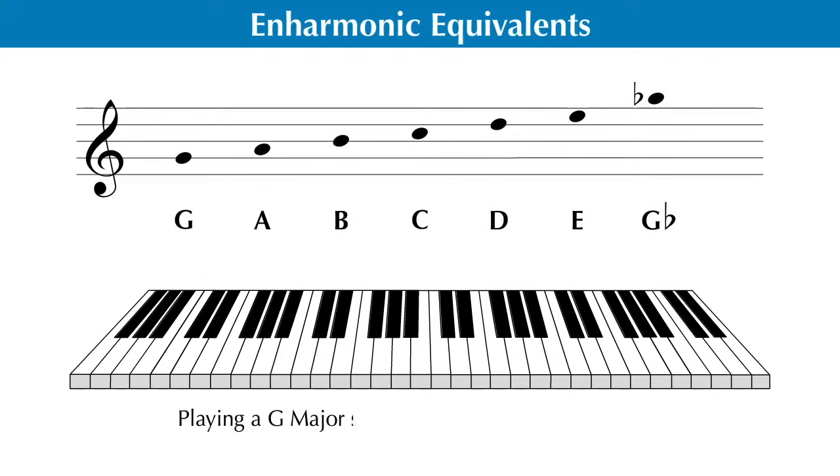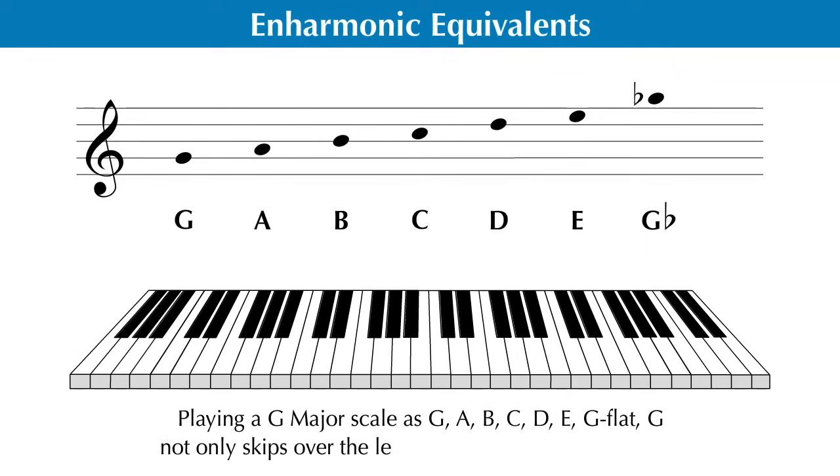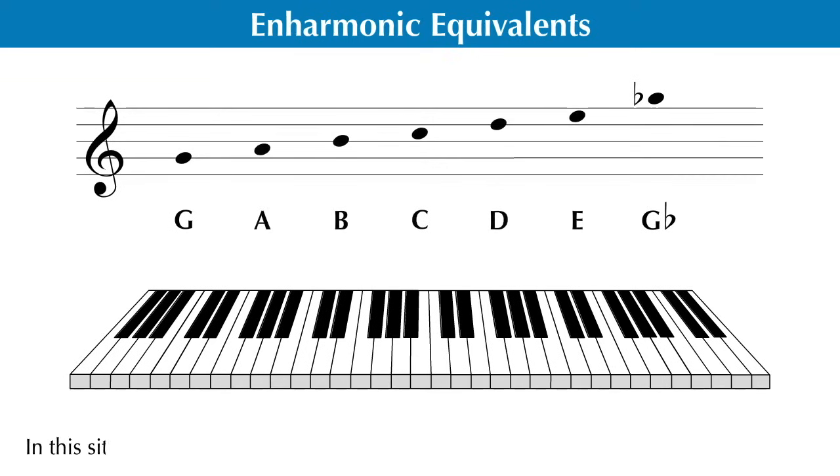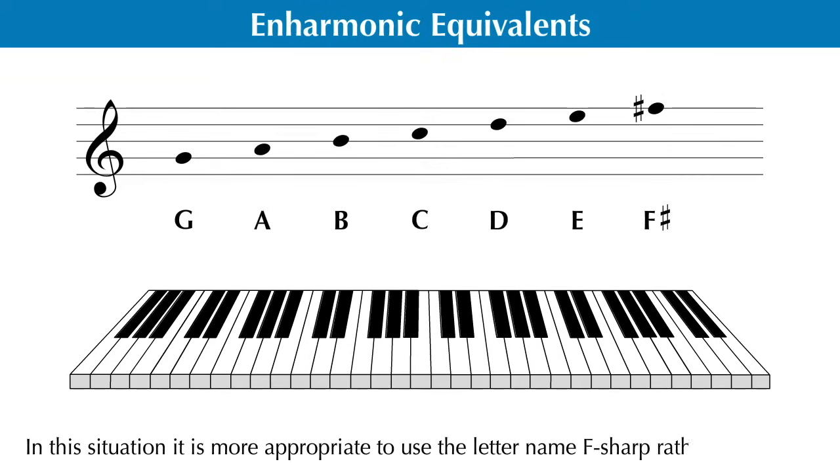Playing a G major scale as G, A, B, C, D, E, G flat, G not only skips over the letter F, it also repeats the letter G. In this situation, it is more appropriate to use the letter name F sharp rather than G flat.